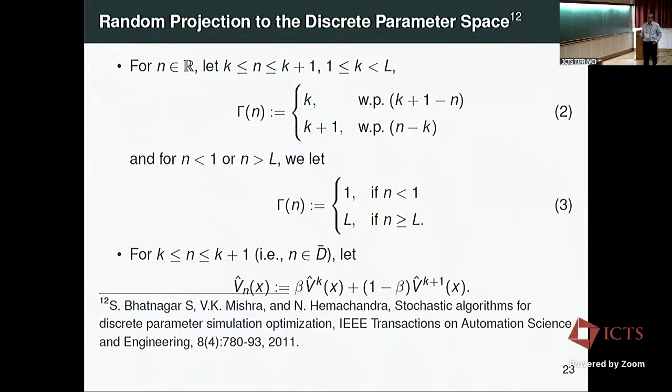So then V hat n of x can be represented in this manner. It is a convex combination: beta times V hat k of x plus 1 minus beta times the value for the next parameter, which is k plus 1. So you take a convex combination of the value estimate at parameter k and the value estimate at parameter k plus 1, and that's something like this.